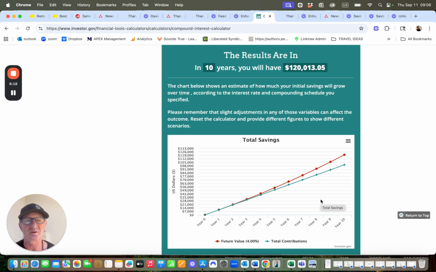The math doesn't work. Look, by the way, don't get mad at me. This is just a compound interest calculator. I'm not saying these things. The calculator is saying it. So now you've got your tool. This is a great tool.